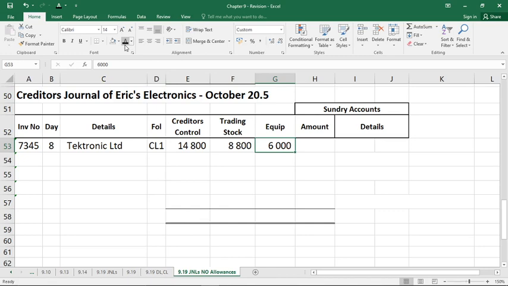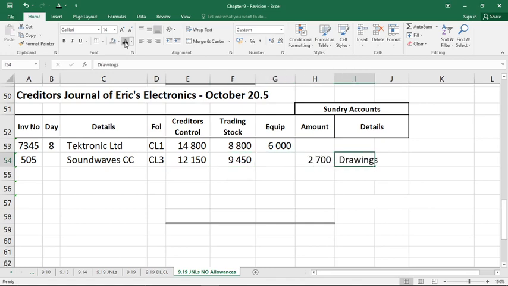Then the next bullet point says also invoice 505 was from Soundwave CC. It was for stock 9450 and an iPod for the owner's son 2,700. So once again, the total goes to creditors control. Trading stock gets 9450, but for the iPod for the owner's son, that 2,700 Rand goes to sundry, and it's drawings, right? It's got nothing to do with the business. It goes to the drawings account because it's the owner's personal stuff.